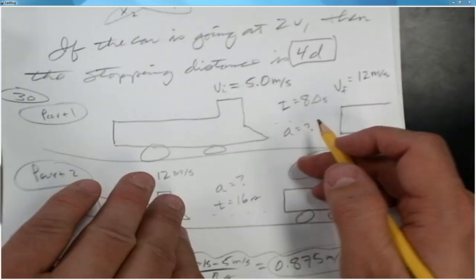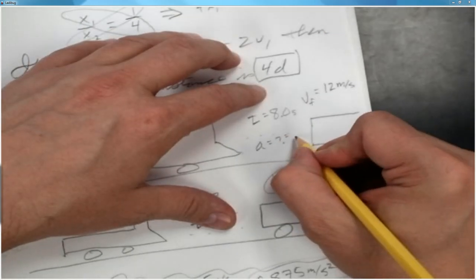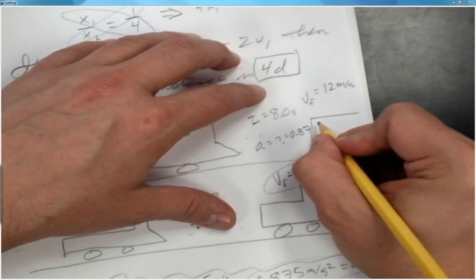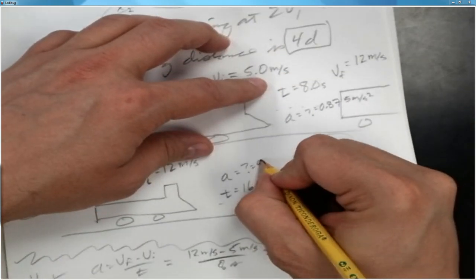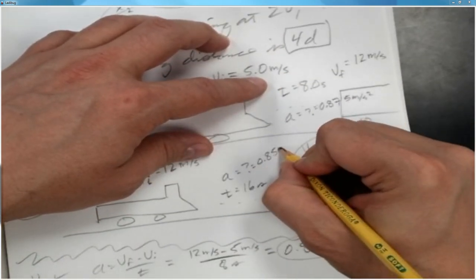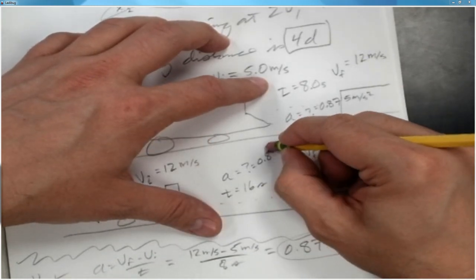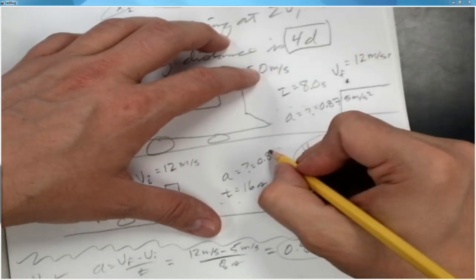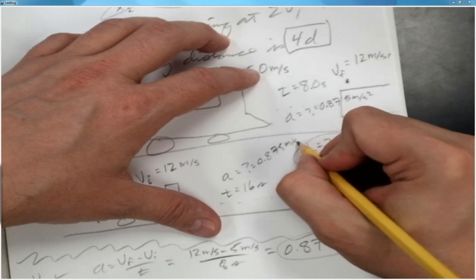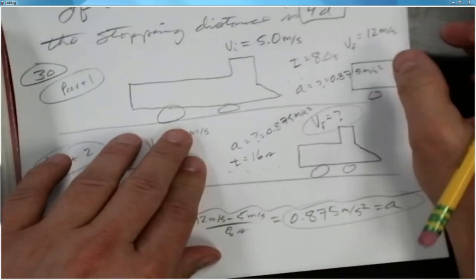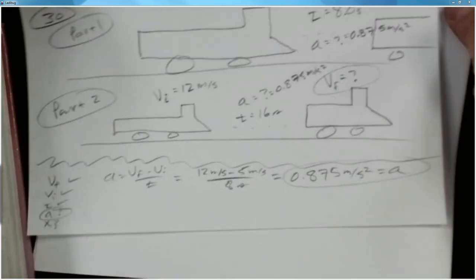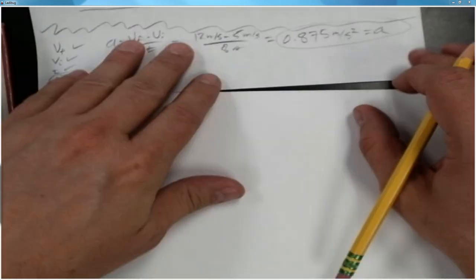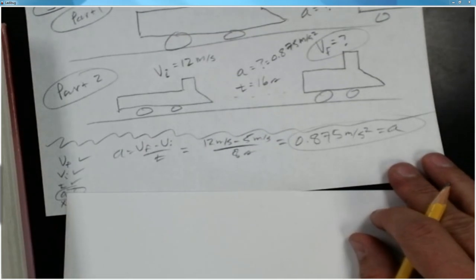So I'm going to go back up to my picture and draw that in. Equals 0.875 meters per second squared. Okay. Now I'm going to need to get another sheet of paper here. Give me just one second.